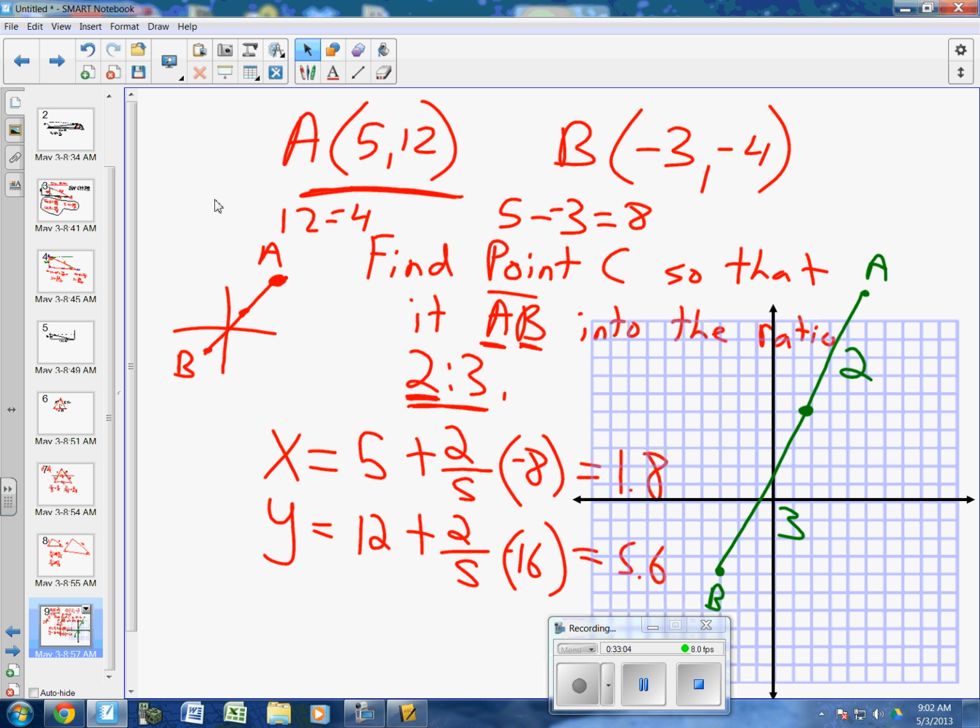Okay, that's dividing a line segment. We'll have that on the test. And then, wait, yeah. So that's what's going to be on the quiz. You guys got it?